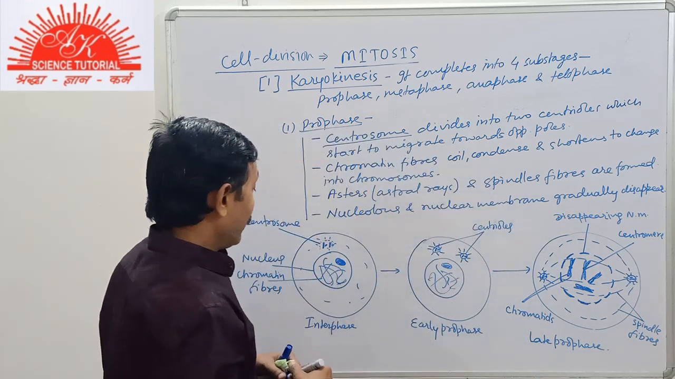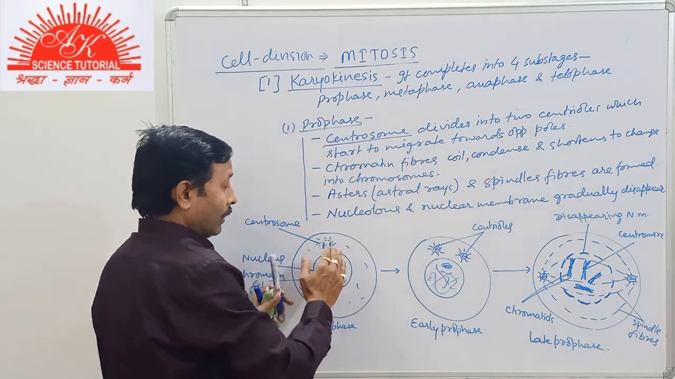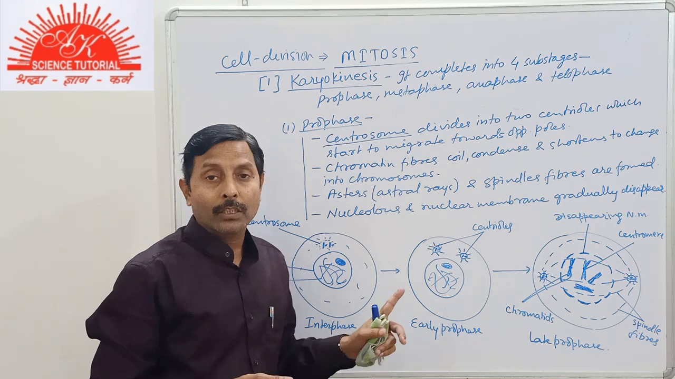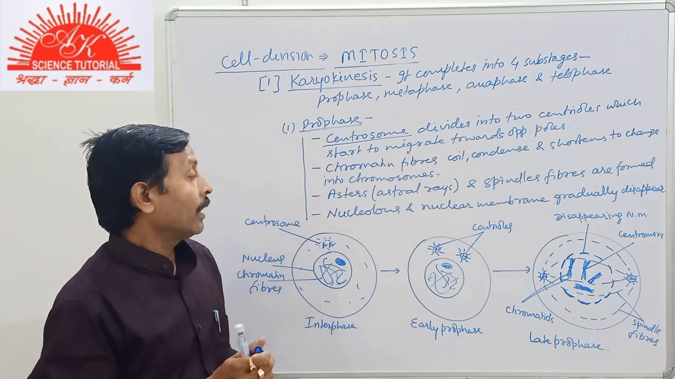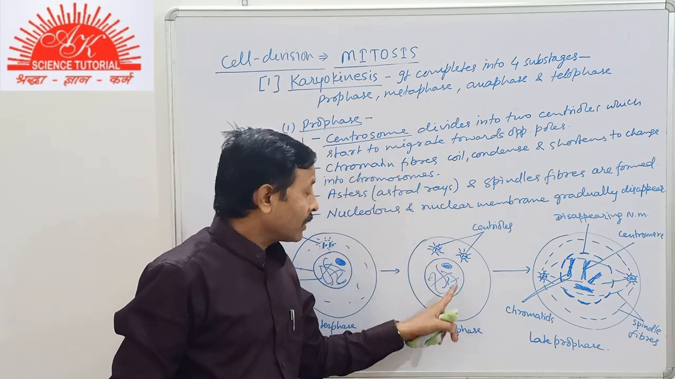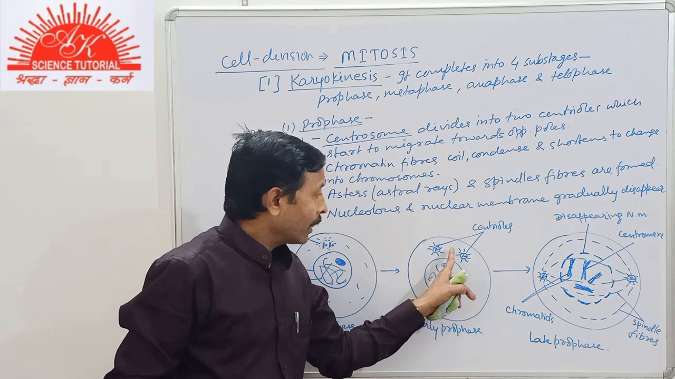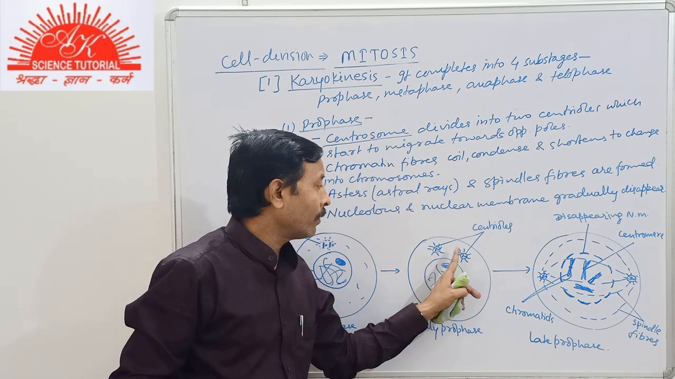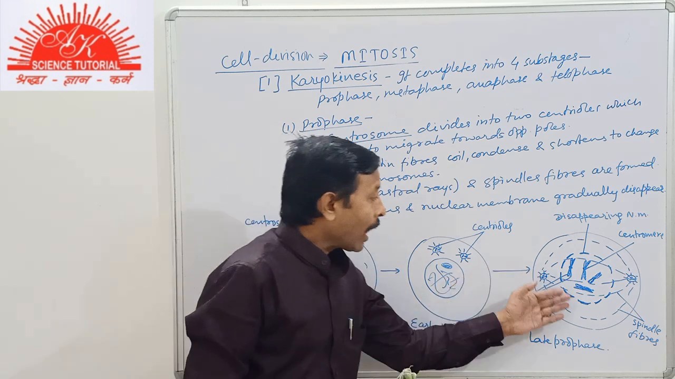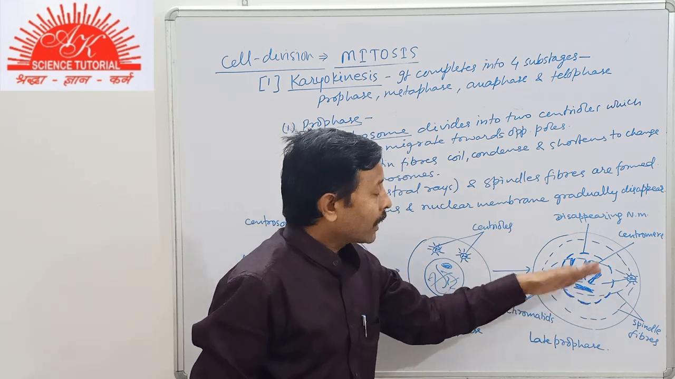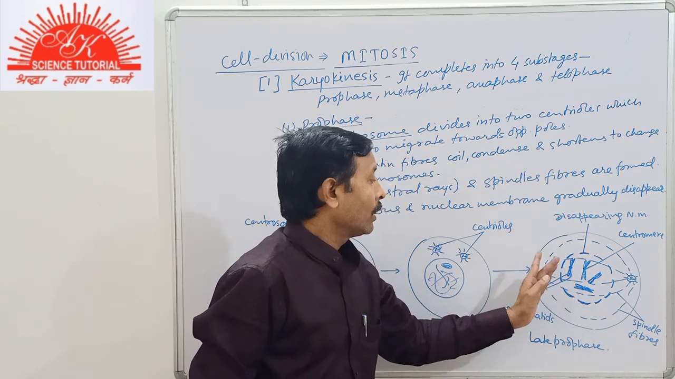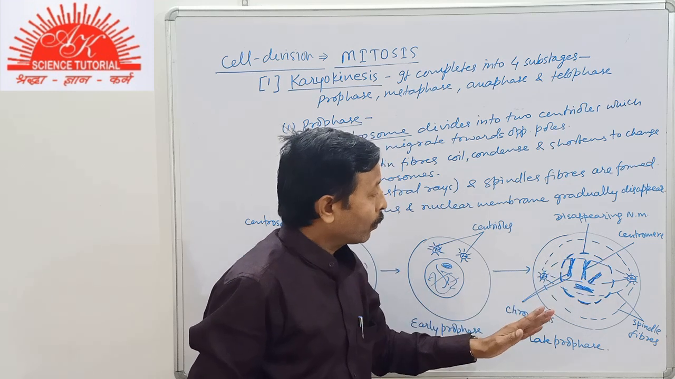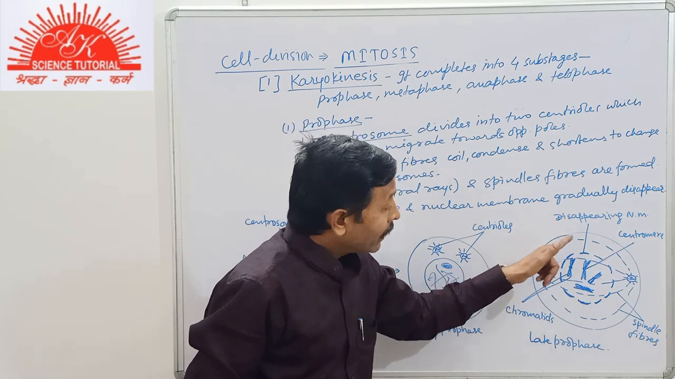So here are the three stages given. This is the beginning, the normal stage of the cell called interphase. Then the beginning of prophase, hence called early prophase, in which only the centrosome has divided. And in the last, it is completing. Spindle fibers have been formed, centrioles are at opposite poles, and the nuclear membrane is disappearing.